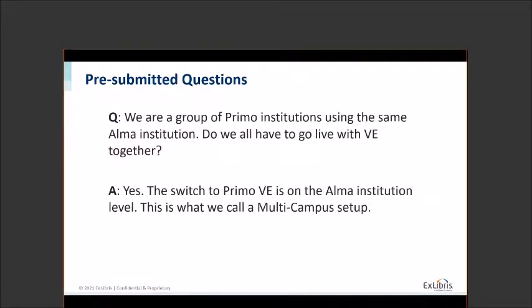One more question. We are a group of Primo institutions using a joint Alma institution. Do we all have to go live with Primo V simultaneously? Okay, so this is the multi-campus topology, and the answer is yes. These Primo institutions will go live together because the switch to Primo V is on the Alma institution level, and they're all using the same Alma.